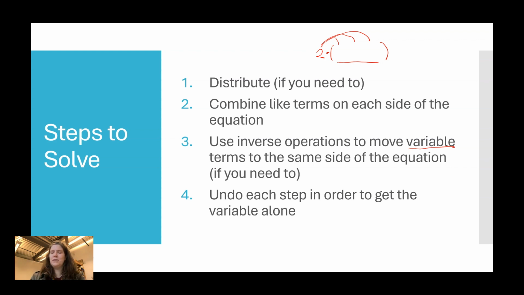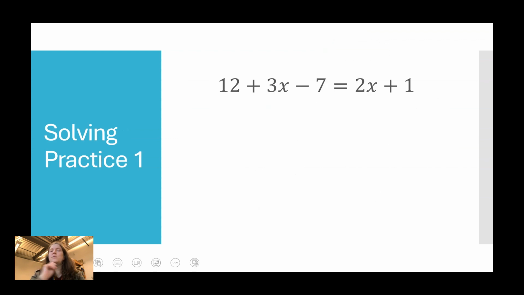So let's look at what this looks like. So on this one, looking over it first, I don't see anything I need to distribute. So I'm going to go next to combining like terms. So on the left side of the equation, I have my 12 and my minus 7. Those are two numerical terms I can combine. So 12 minus 7 is just 5. And the rest of it's just coming along for the ride.